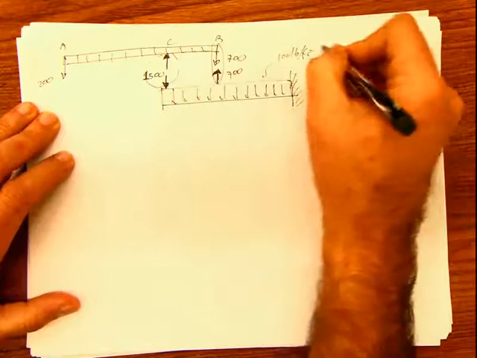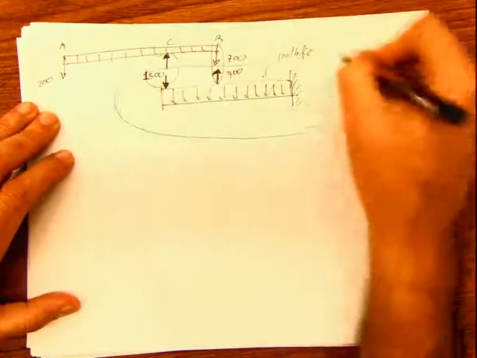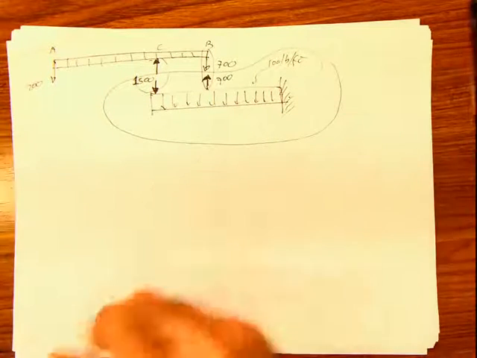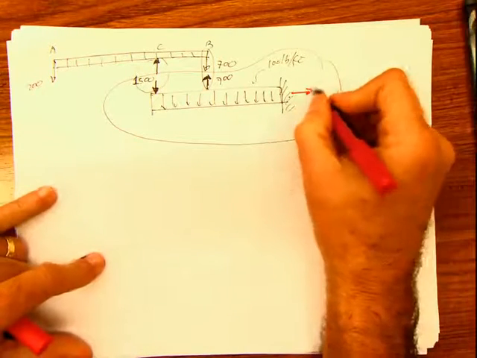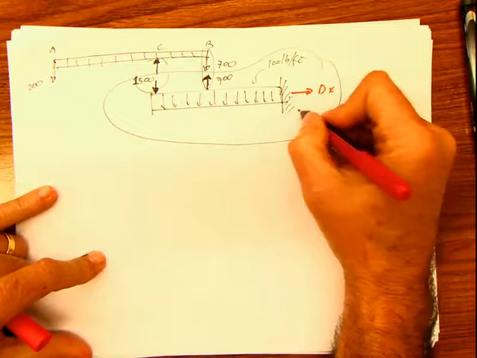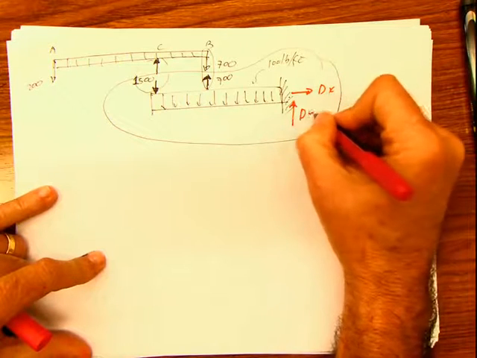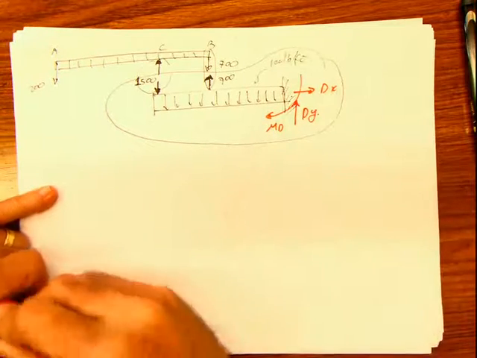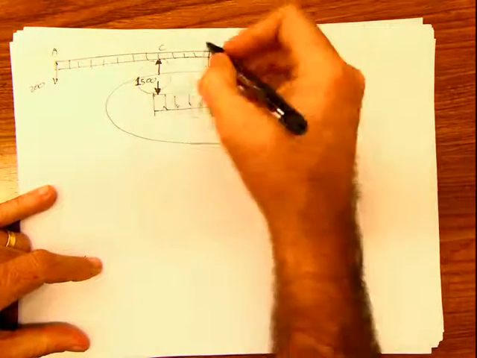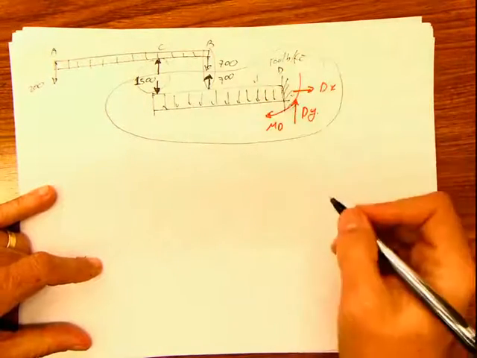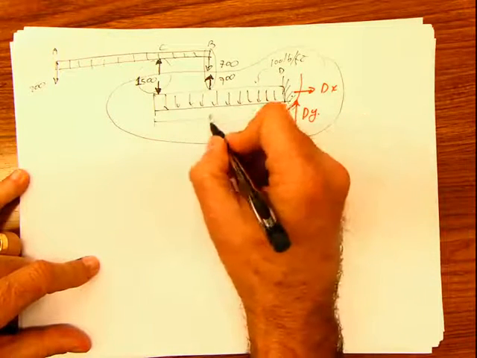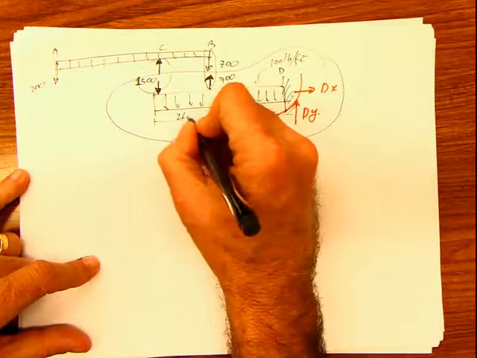Now, if you study just this beam, this is a fixed support, and in that fixed support we have Dx, Dy, and a moment, MD. Why D? Well, because this is A, B, C, and this is the point D. And the distances from here to here are 2 and 3 feet.